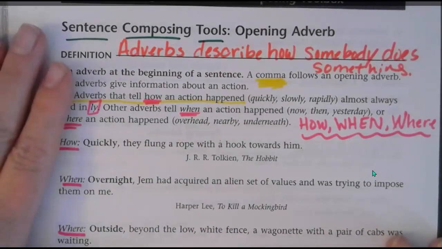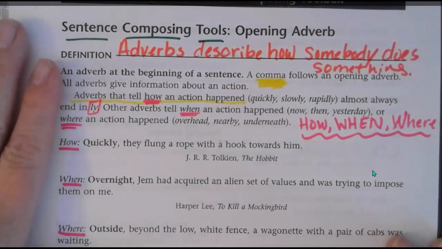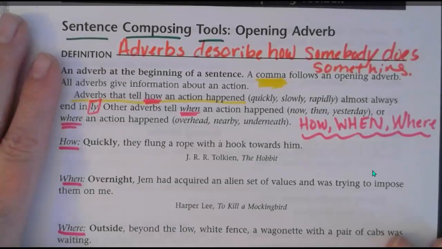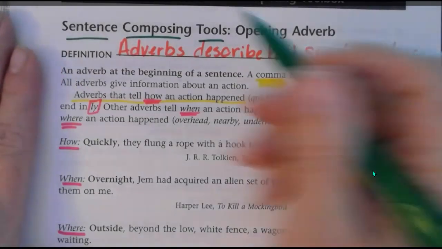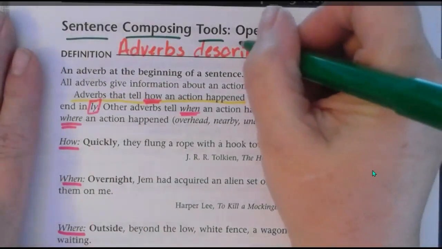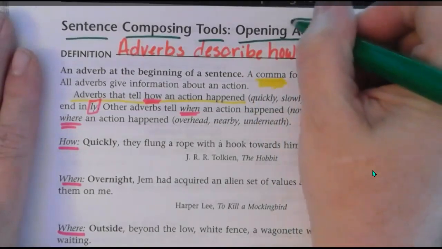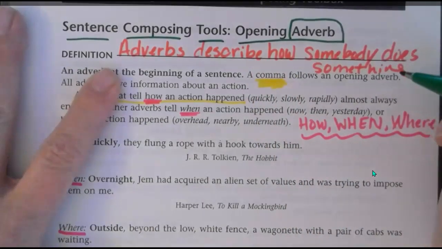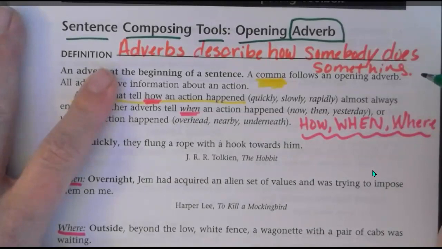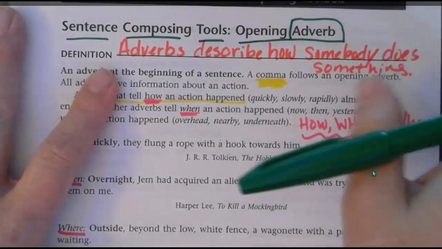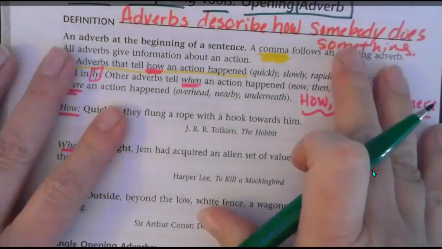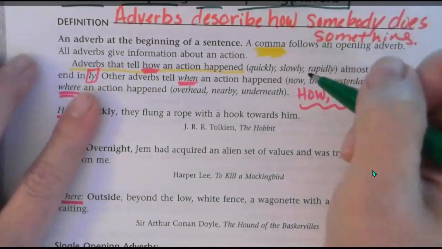And if you can adapt those into your own writing, if you can put those into your own writing, you're going to have a stronger essay, a stronger paragraph, a stronger sentence. So first, we're going to start with an opening adverb. And you should copy down the definition if you have not already. Adverbs describe how somebody does something. Okay, and I know those are very vague words, but we're going to look at it. You're going to be able to see kind of how that works.